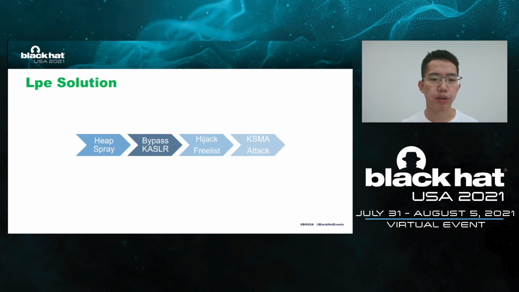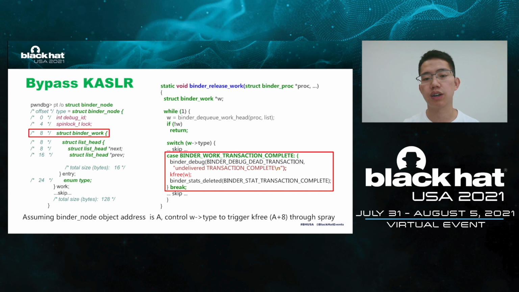After solving the spray problem, our next task is to get the kernel address. Let's take a look at the method of converting to the double free first. When the binder work is tampered with by heap spray, the operation of kfree is triggered, and the offset of binder_work in binder_node is 8. So a double free with an offset of 8 will be formed.